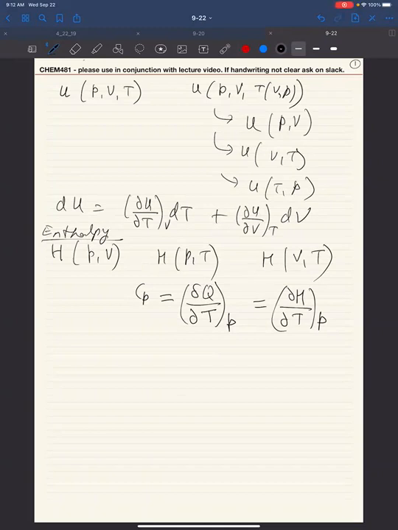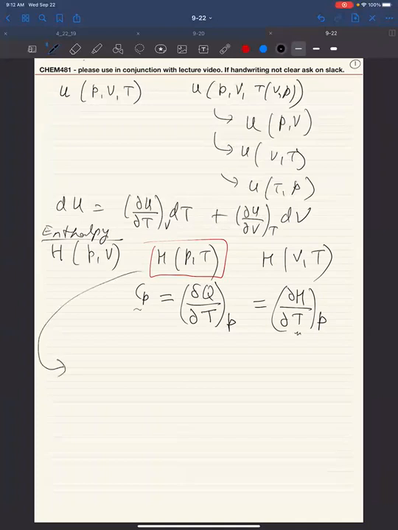So since we have defined this heat capacity, which looks at change in enthalpy with temperature at constant pressure, it becomes natural, not natural, it is kind of nice to think about H as a function of P and T. So let's do that. Let's write it down that way.